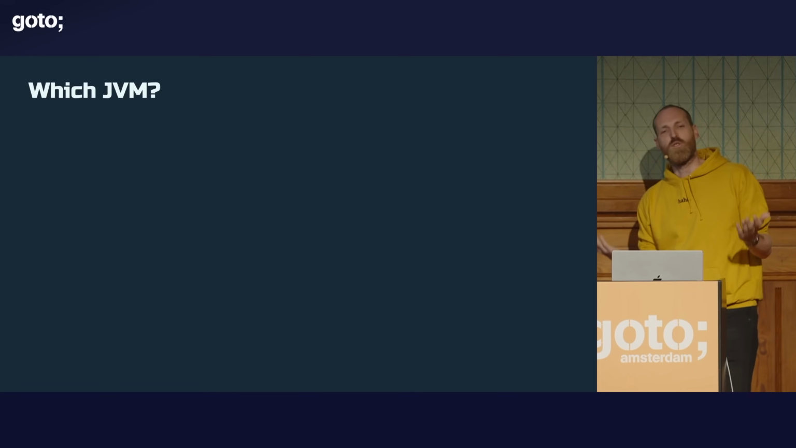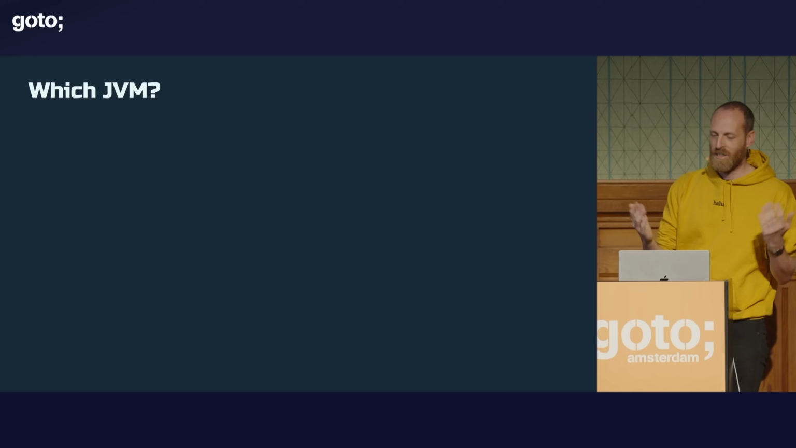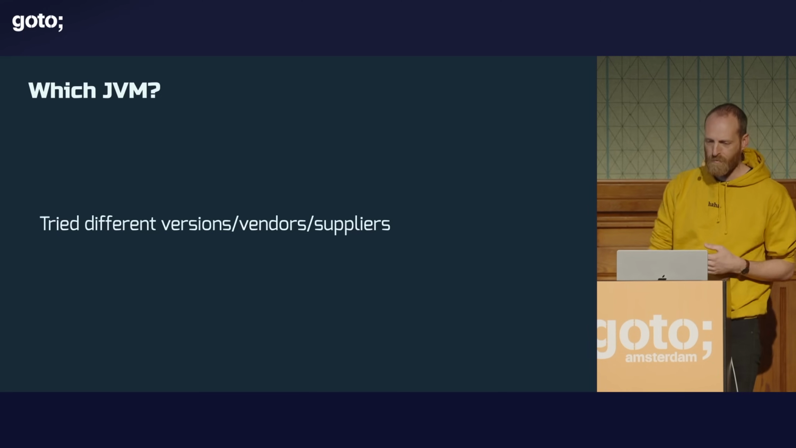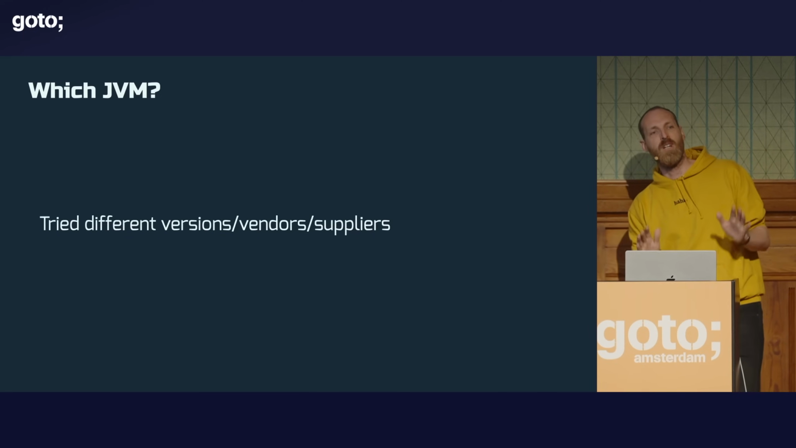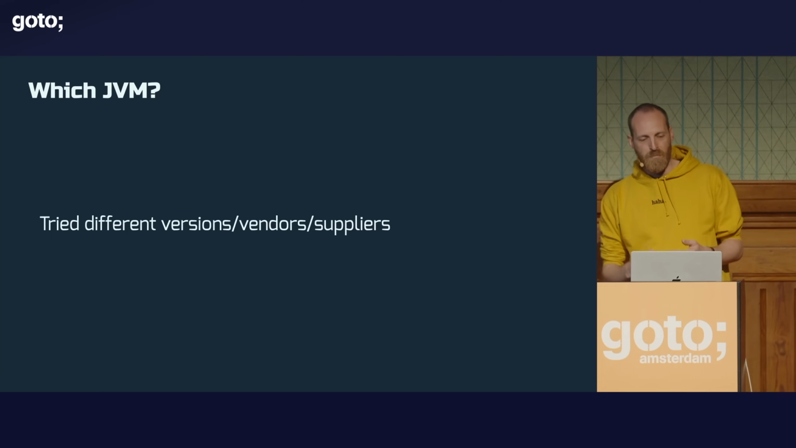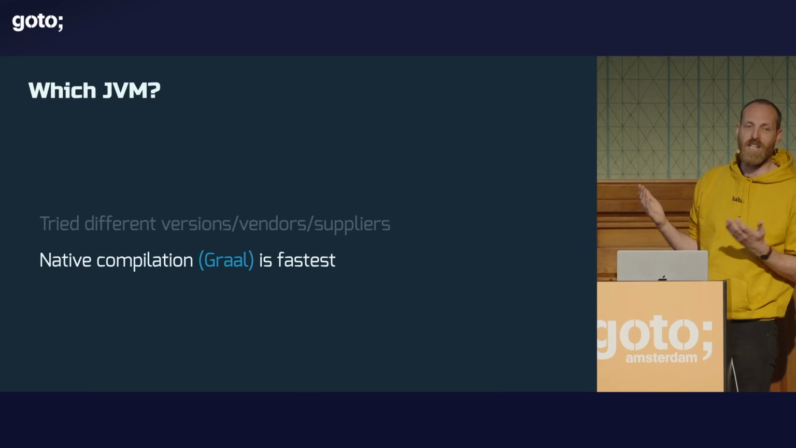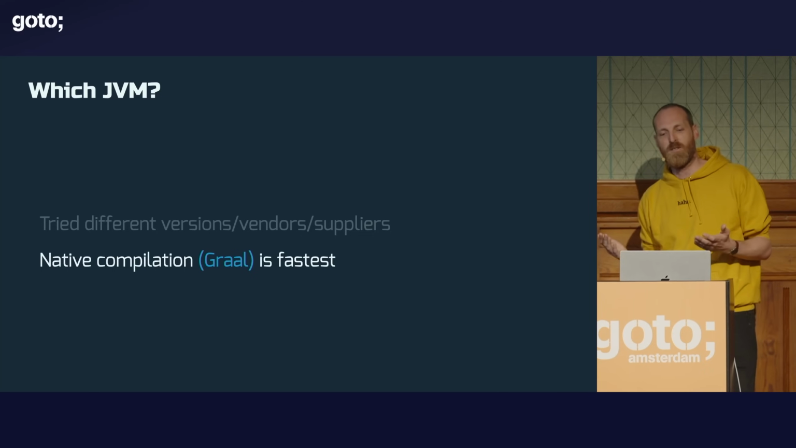So which JVM should you use? Or what language should you use? That's also a valid question, especially here at GOTO. I tried a lot of different vendors, suppliers, from Oracle to Azul, but basically, it turns out native compilation using Graal was the fastest way to do this.